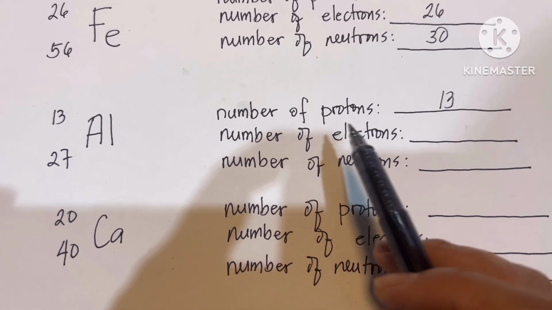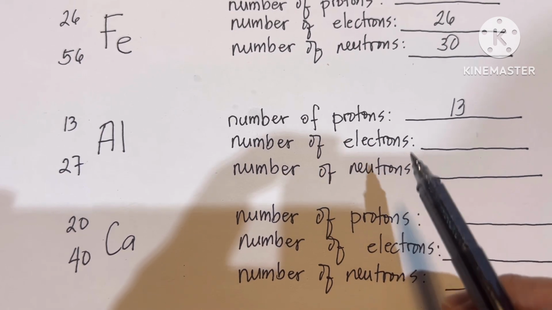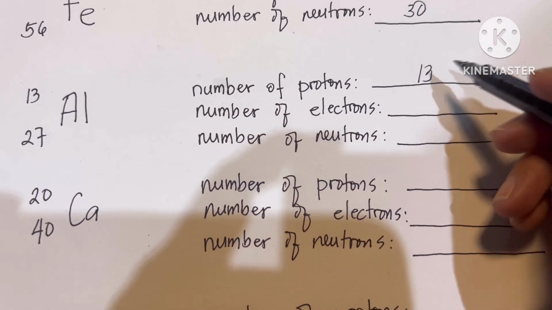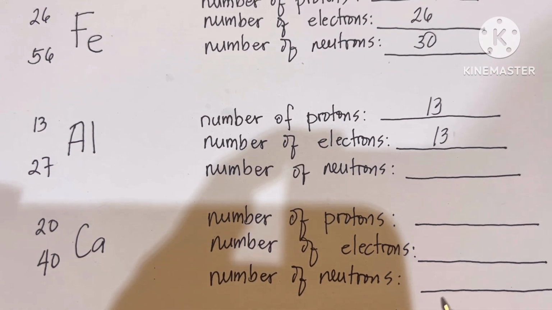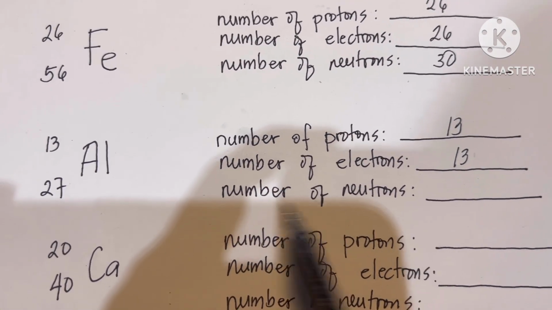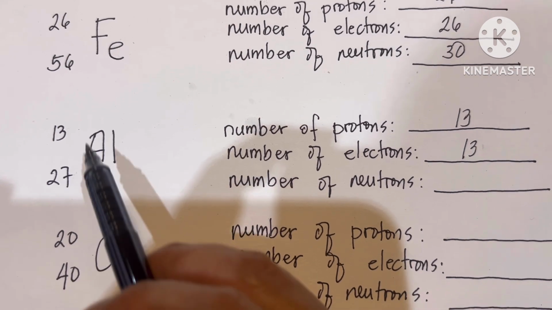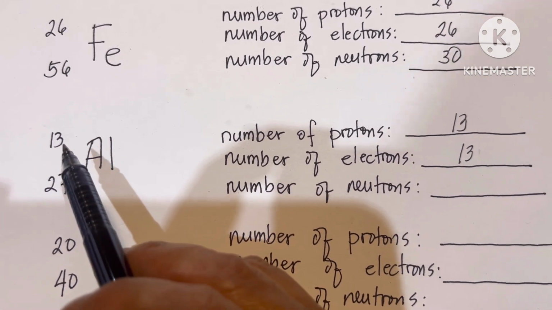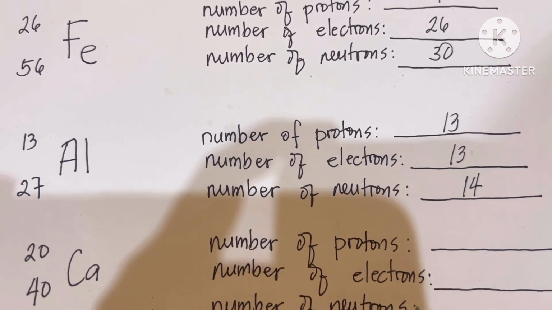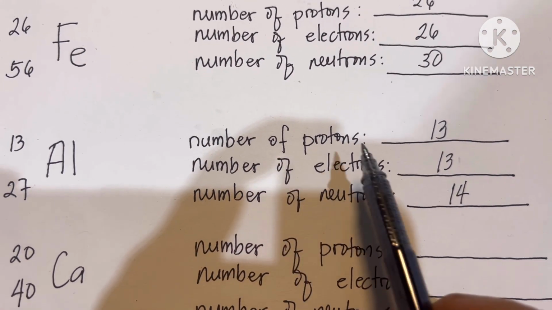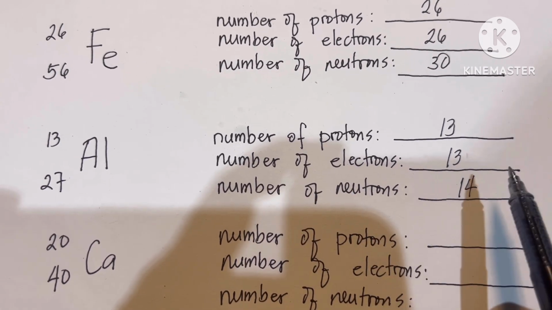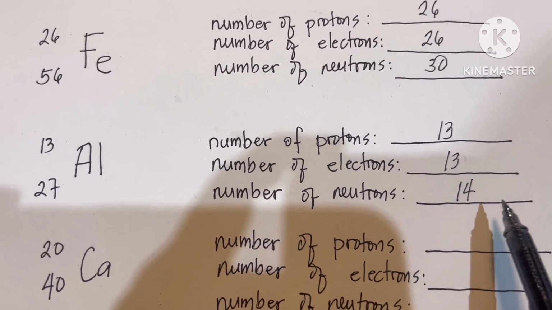Also, we said that whatever is the number of protons, that's also the number of electrons. So we will just copy 13. All right? And then now to determine the number of neutrons, we will subtract 27 and 13. That will give you 14. Therefore, the number of protons of aluminum is 13. Number of electrons is 13. Number of neutrons is 14.